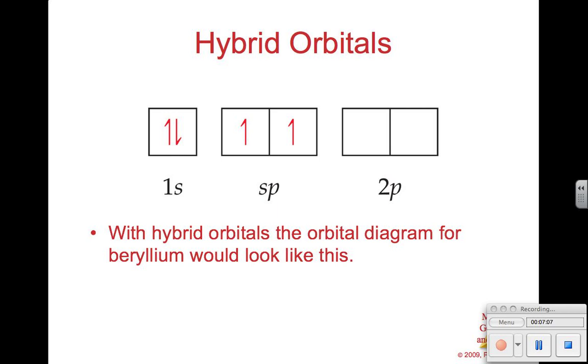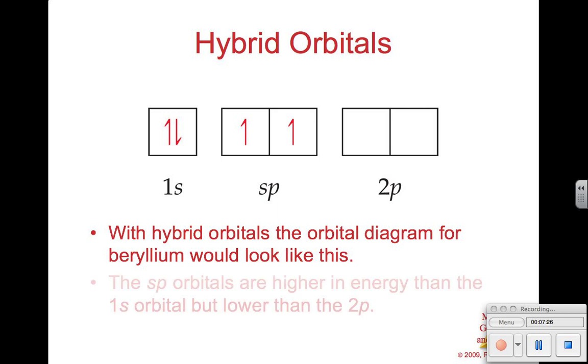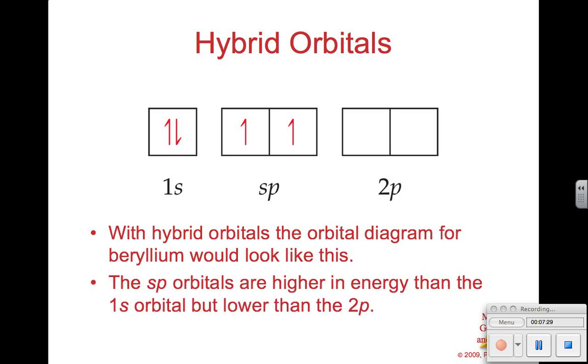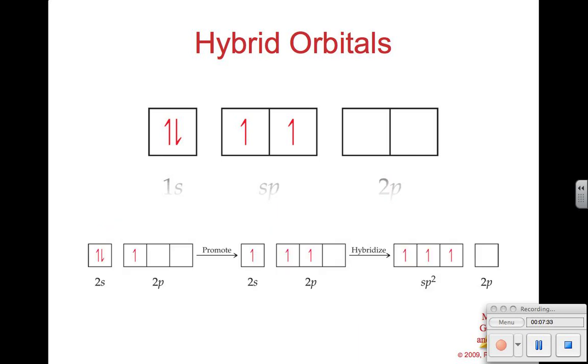With hybrid orbitals, the orbital diagram for beryllium would look like this. So rather than having 1s, 2s, and 2p, with the 2p having three orbitals and the 2s having one orbital, the sp has two orbitals and the 2p has two orbitals instead, because one orbital has been combined with the s orbital. So the sp orbitals are higher in energy than the 1s orbital, but lower than the 2p orbital.